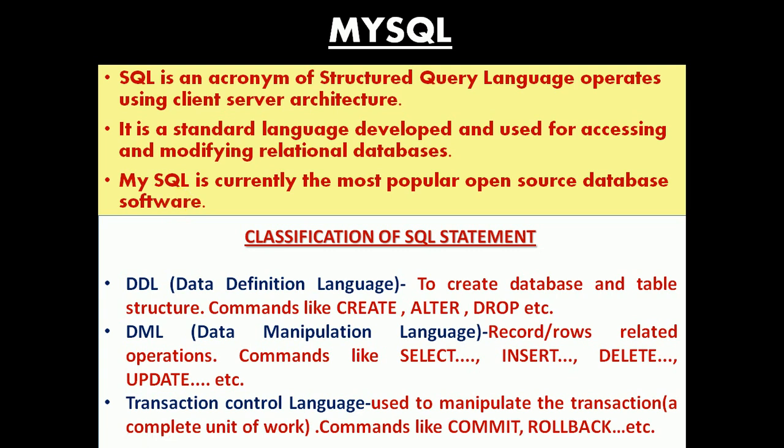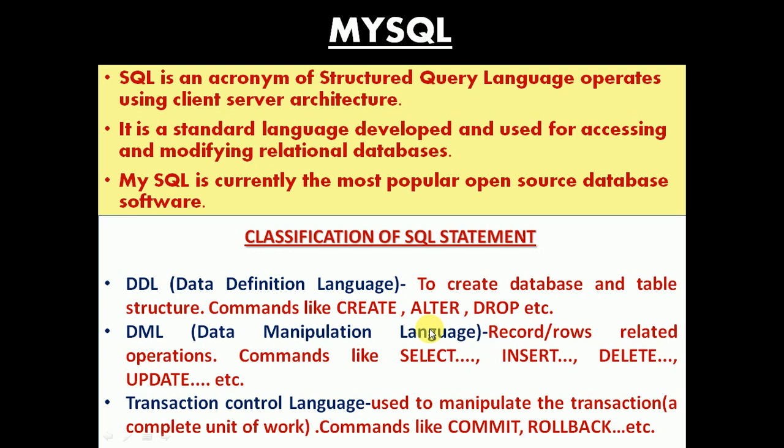Now mainly the SQL statements are divided into a few categories. Let us see those common categories. The first category is DDL, which is also known as data definition language. In this, all those commands which are used to create the structure, or to change the structure, or to completely destroy the structure come under DDL. For example, create, alter, drop. Next is DML, data manipulation language.